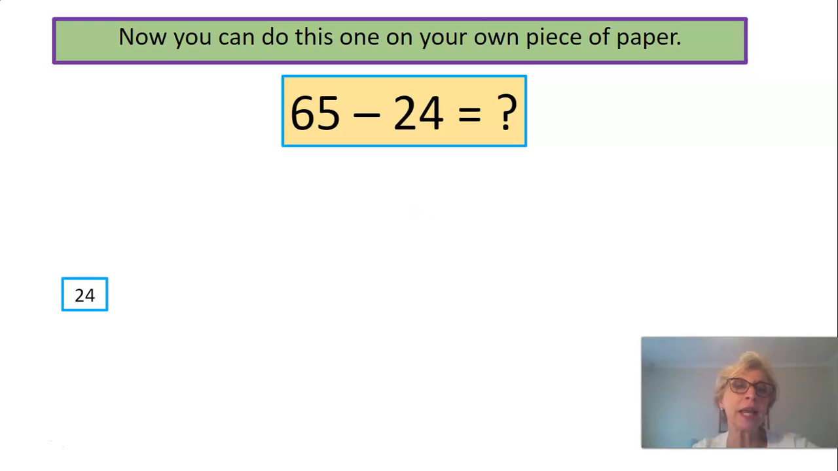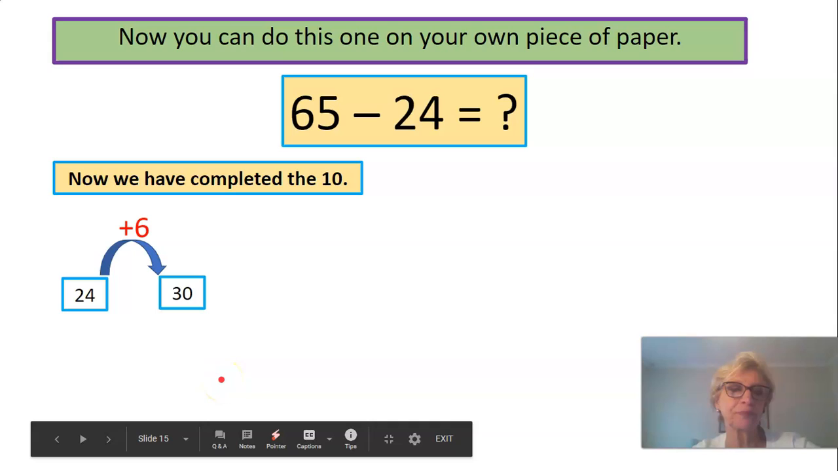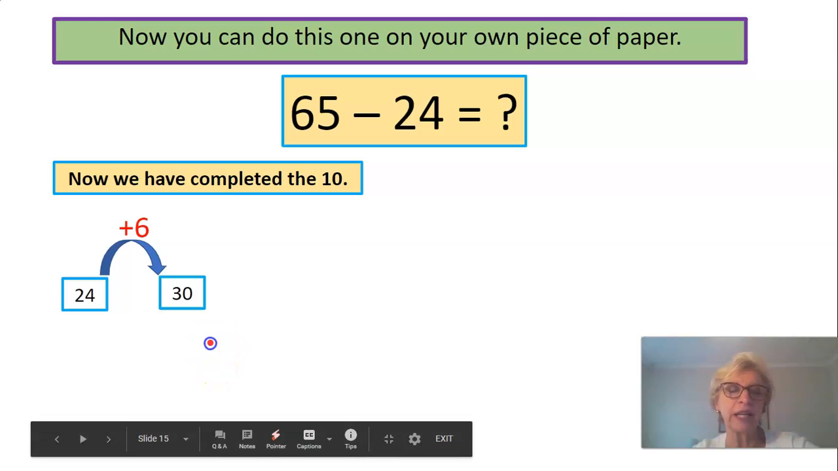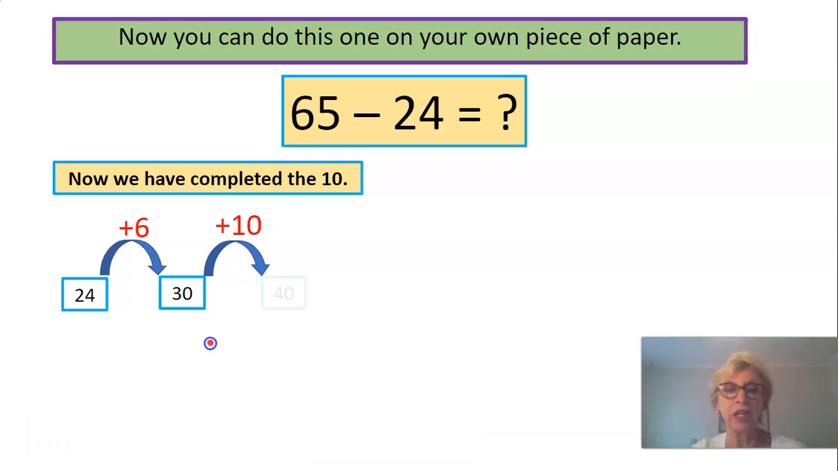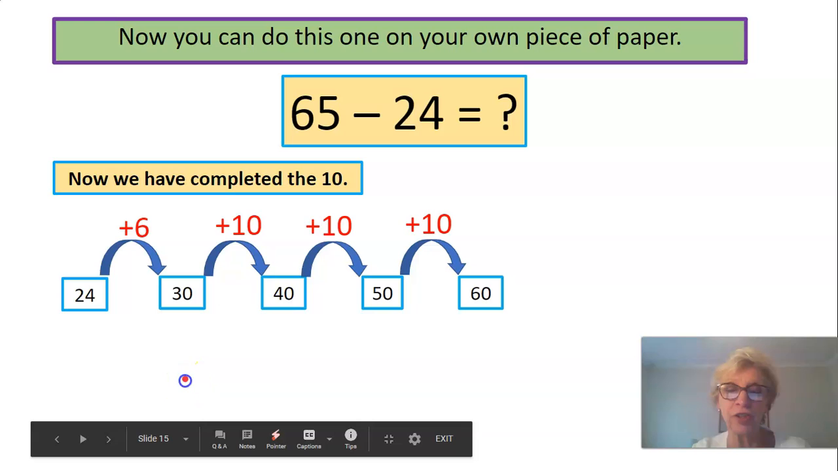We need to complete the 10. So for me to add up to get to 30, should I say, I need to add 6 to get to 30. I've now completed the 10. Do you know what you've got to do next now with your friendly numbers? Right, and if you're a little bit stuck, let's give you a little bit of a hint. I'm going to now add 10 to get to 40, another 10 to get to 50, another 10 to get to 60, and then I'm going to add 5 so that I can get to 65.